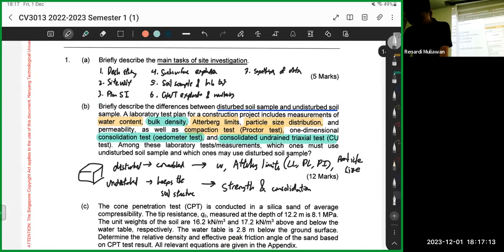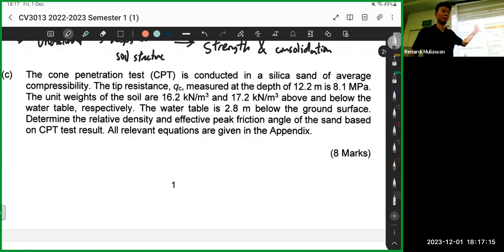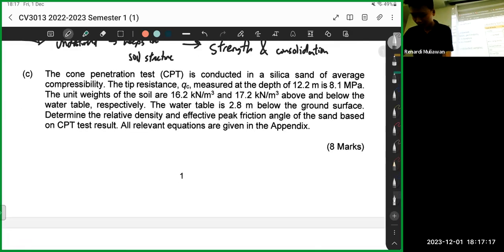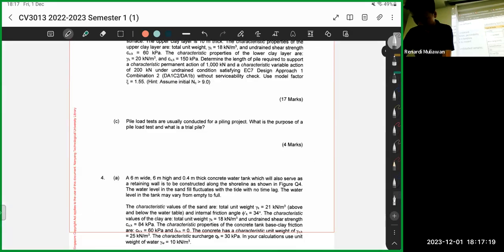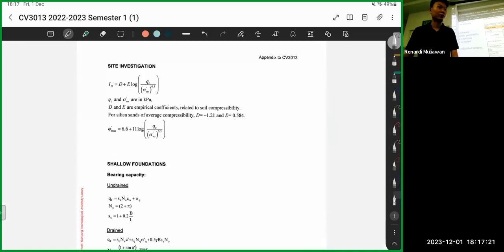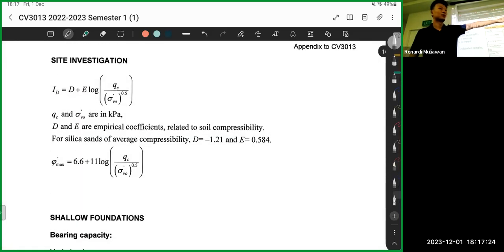Okay, now let's go to part 3. Now, this is what I meant by knowing the symbols. In the back of the paper, they will always give you something like this. They will always give you some correlation formula. This one you cannot derive. They will just give it. Your task is just to use it properly.